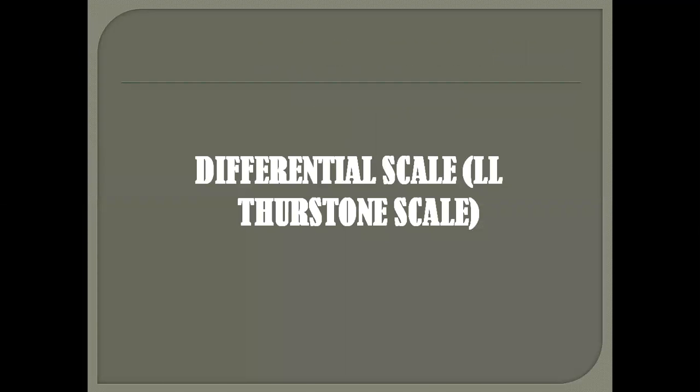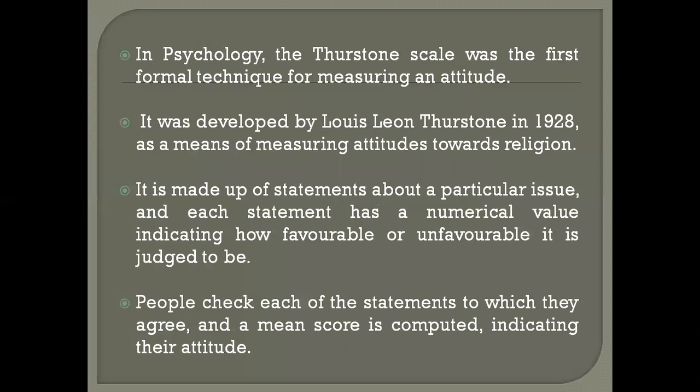First, coming to differential scale, it is also known as the LL Thurston scale. So let's see about differential scale. In psychology, the Thurston scale or the differential scale was the first formal technique for measuring an attitude. This was the first scale formulated to measure attitude. It was developed by Louis Leon Thurston, that's why it is known as the LL Thurston scale, and it was developed in the year 1928. It was first developed to measure the attitude of people towards religion.